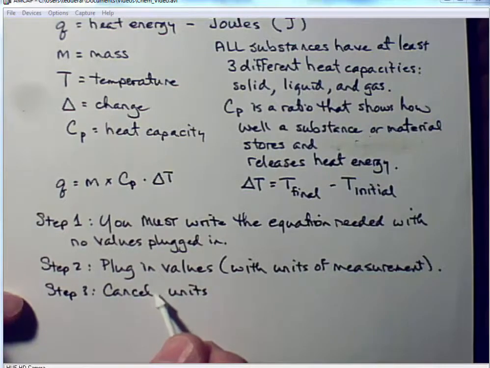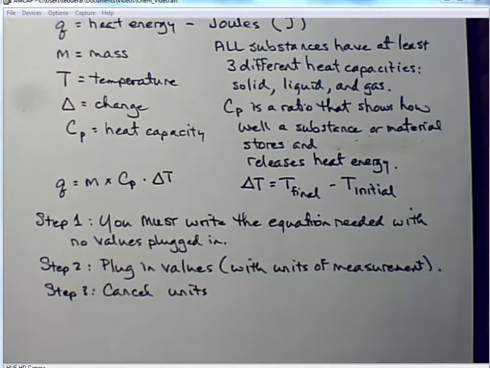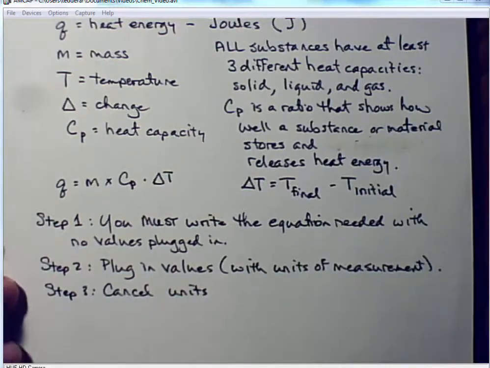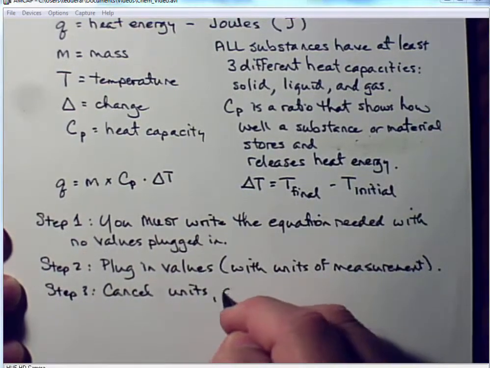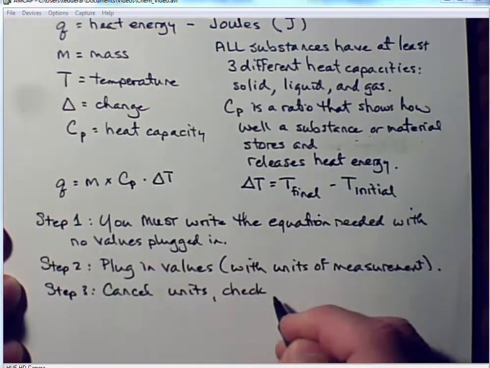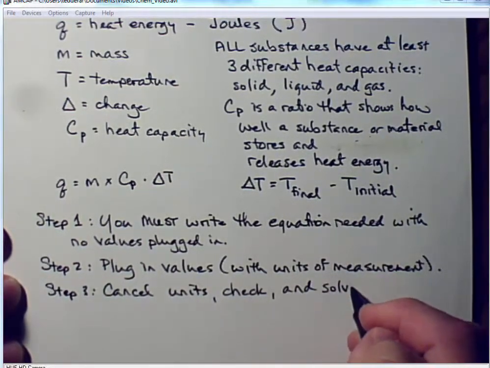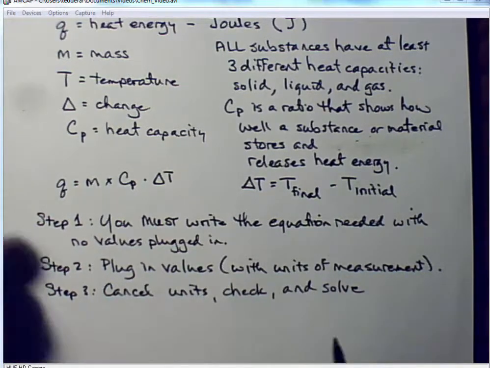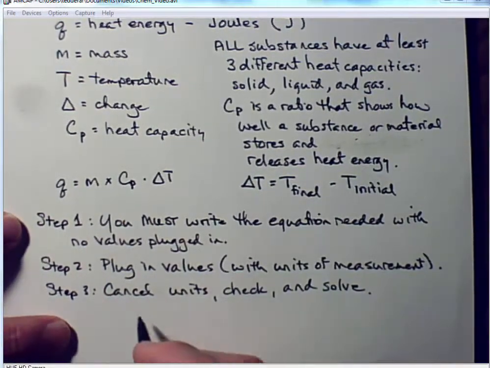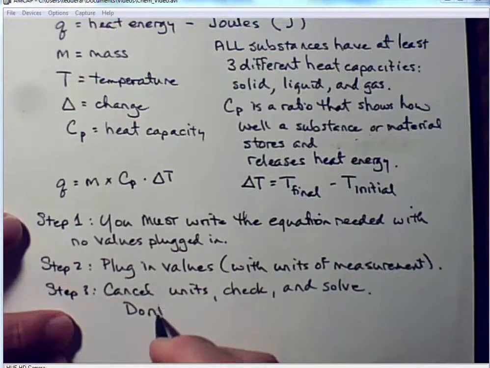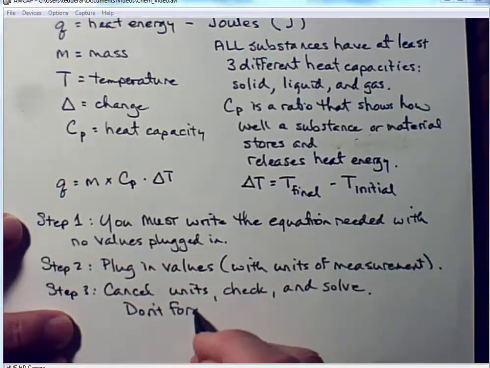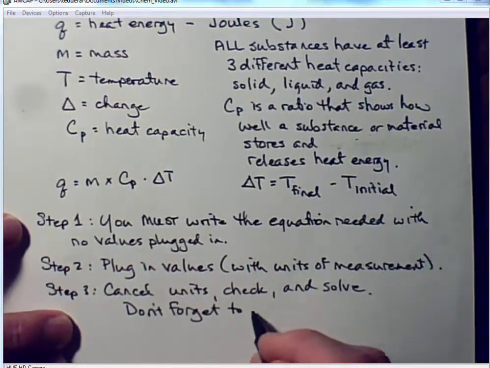If there were chemical species, you would also include those. There won't be in these calculations, but if there are species involved, you'd include those. You're going to cancel the units, check, and solve. Okay? Now it's not one of the steps, but don't forget to round.